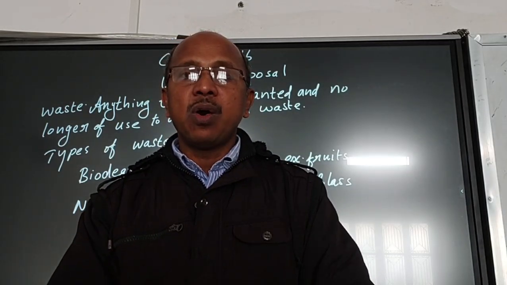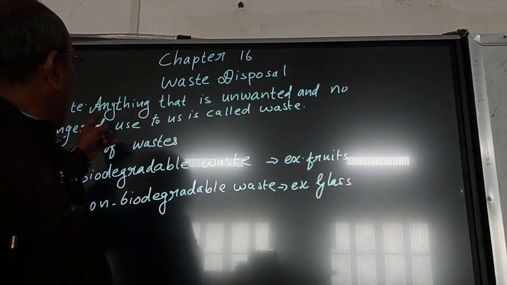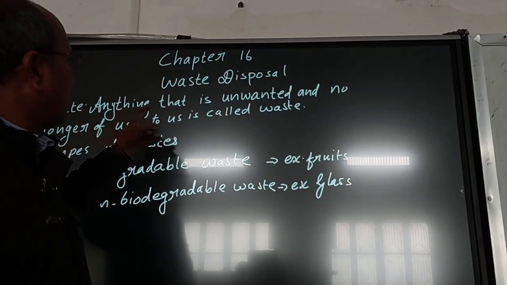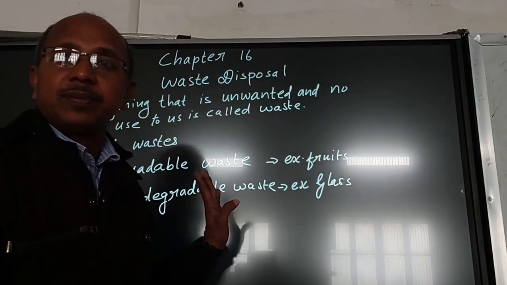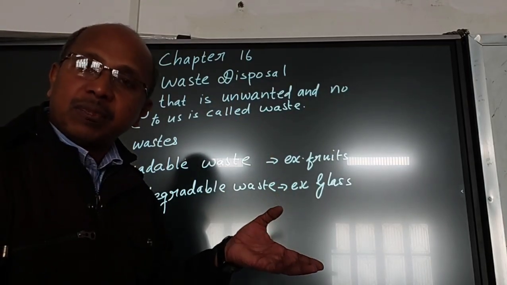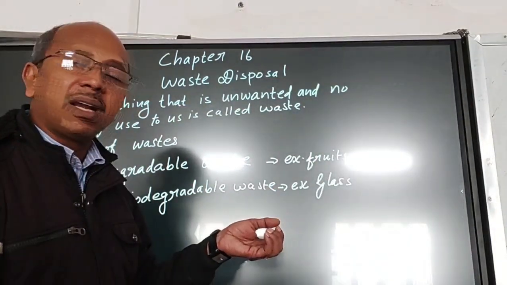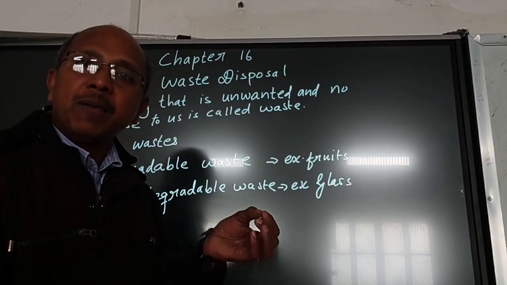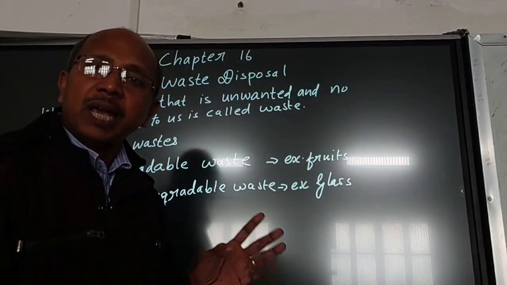In short, I am telling what I taught today. Once again, all of you listen. Please look at the blackboard. What do you mean by waste? Anything that is unwanted or no longer of use to us is called waste. Unwanted means waste fruits, waste vegetables, things we do not want and throw here and there. We should deposit all these in the proper way so that we can protect our environment.